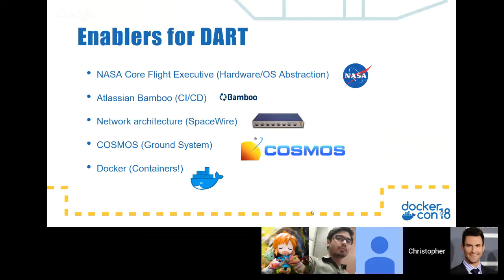Or a RAD 750. Basically, it gives you both operating system abstraction and hardware abstraction, and it lets you run anywhere. And that was a key piece because that is our emulation layer for this code. We used Bamboo for our CI/CD suite, and we moved to a network architecture.